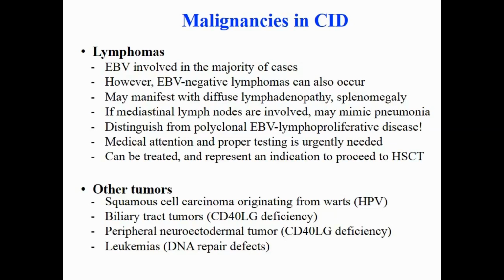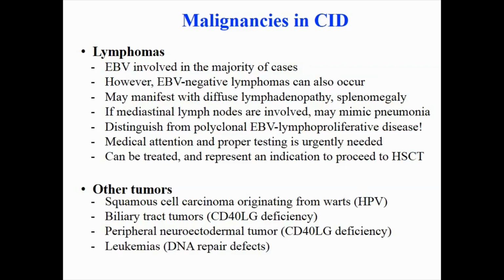So things may happen. Keep in mind that lymphoproliferative disease may also manifest with diffuse lymphadenopathy and splenomegaly, but that doesn't mean that there is a tumor. So eventually you need a biopsy and appropriate tests, molecular tests even, to define whether this is truly a tumor versus a so-called benign lymphoproliferation.